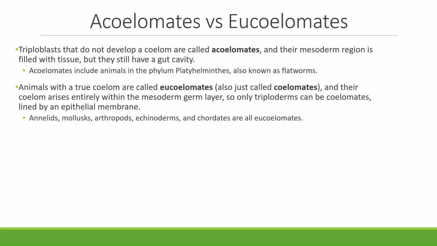In eucoelomates, or true coelomates, the body cavity forms completely within the mesoderm and is lined on both sides by a continuous layer of epithelial tissue called mesothelium. This arrangement is found in annelids, mollusks, arthropods, echinoderms, and chordates.